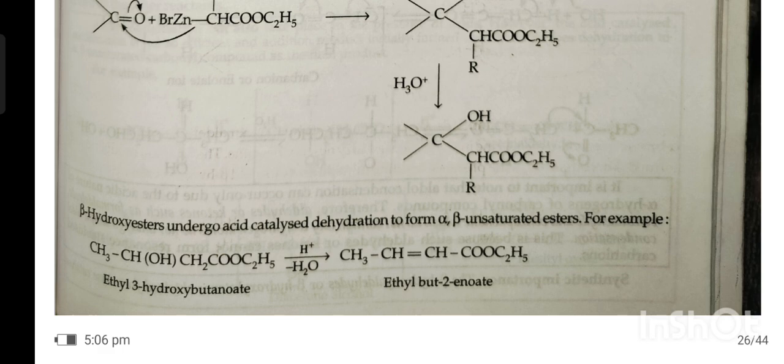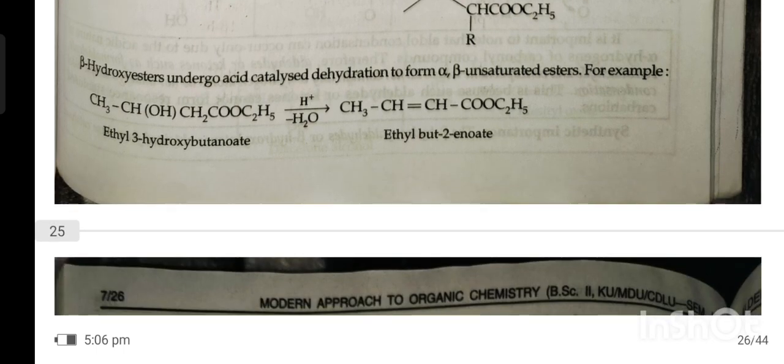Beta-hydroxy ester undergoes acid catalyzed dehydration to form an alpha,beta-unsaturated ester. For example, ethyl 3-hydroxybutanoate in the presence of acid gives ethyl but-2-enoate.